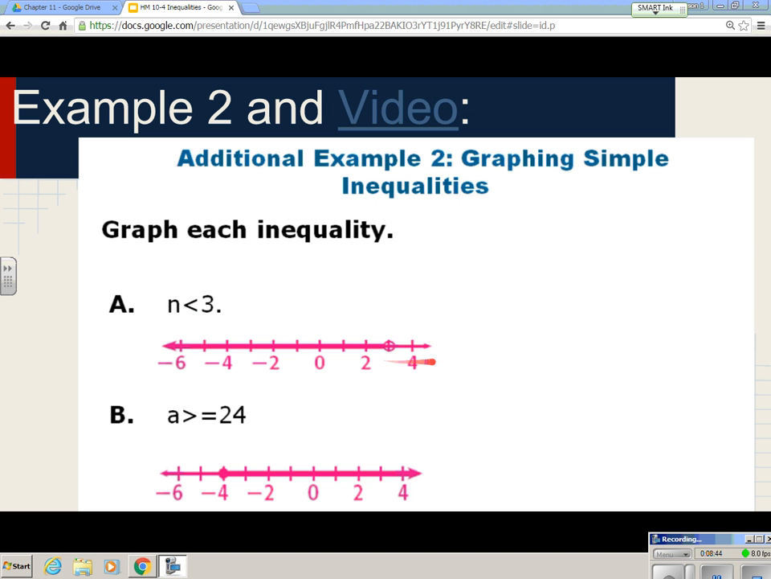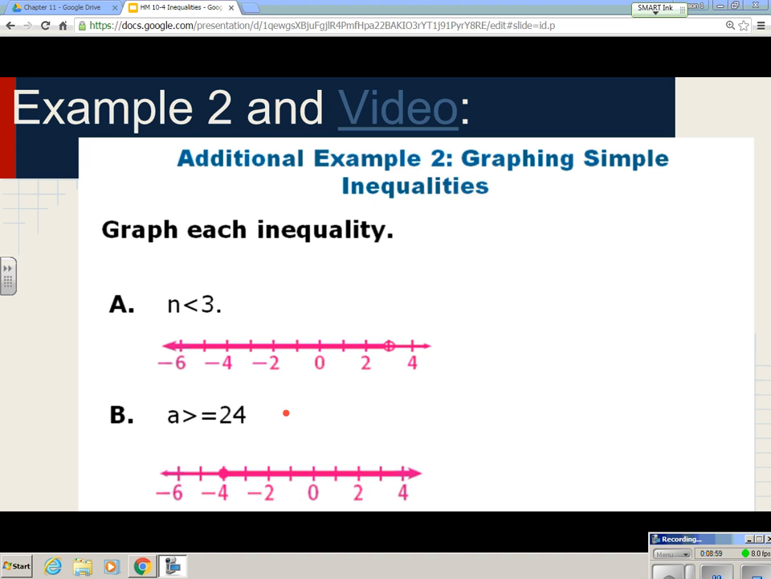Now, since any number can be less than 3, it has to be open because you can't choose 3. It's got to be any number less. So you draw a line with the arrow pointing less. Now for B, I couldn't quite figure out how to get this one to work right.